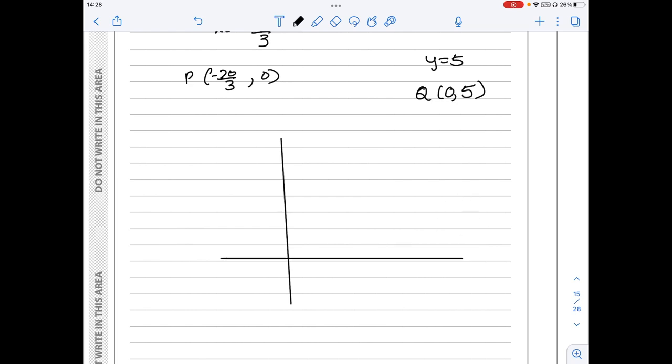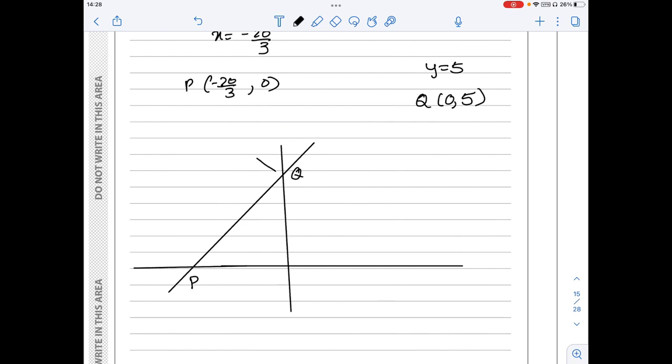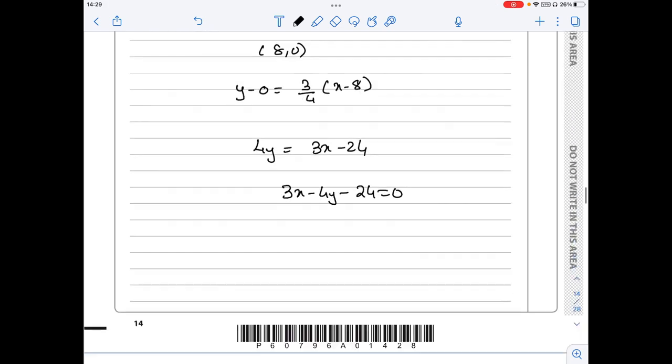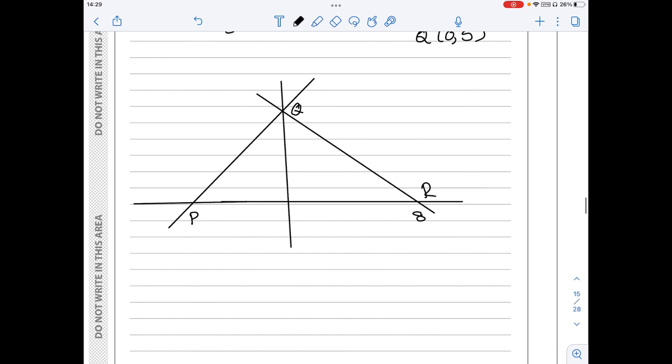So for example, this is the x-axis and y-axis. Now it cuts the x-axis at (negative 20 upon 3, 0) and the y-axis at (0, 5), and the gradient is 3 upon 4. So this is going to be approximately P and Q, and R is (8, 0). Now he is asking in the next part of the question, PQRS is a parallelogram. Find the area of PQRS. So we can see that S should be somewhere over here.